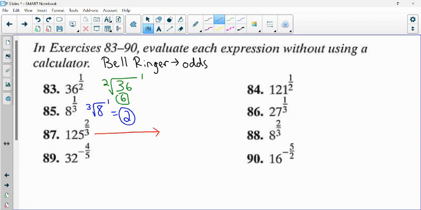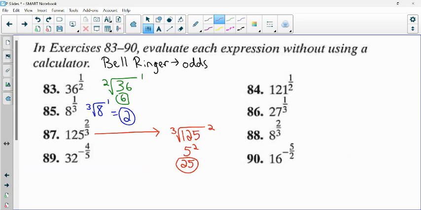For 87, our radicand is 125. We are taking the cube root of that, because that's the bottom of our fraction, and then we are squaring that. Remember, that square can either go at the top inside our radical or outside like I have. It is best to put that 2 as the exponent outside of our radical, because I can now take the cube root of 125 easily, because that would be 5. 5 times 5 times 5 is 125. And I can square 5 and get 25.